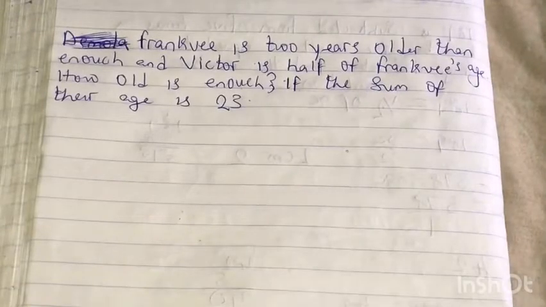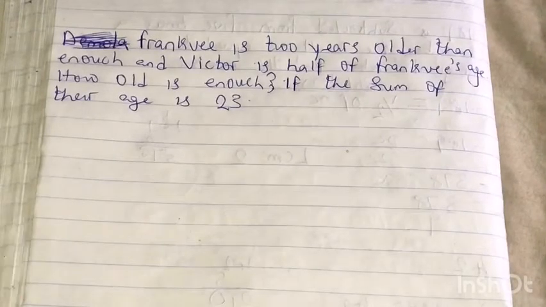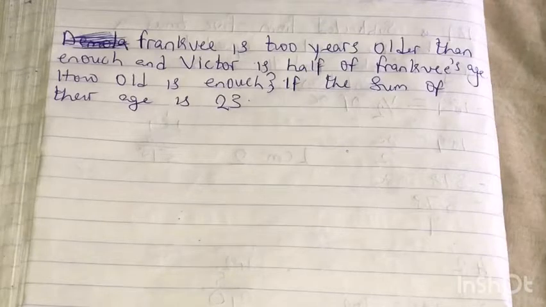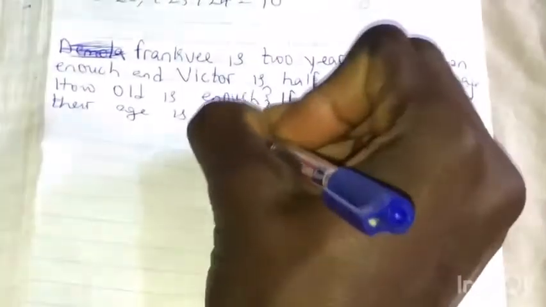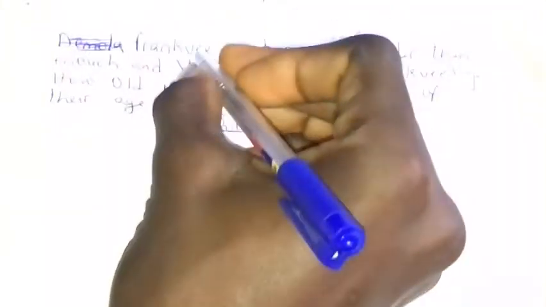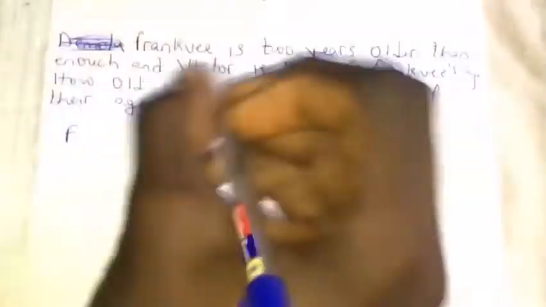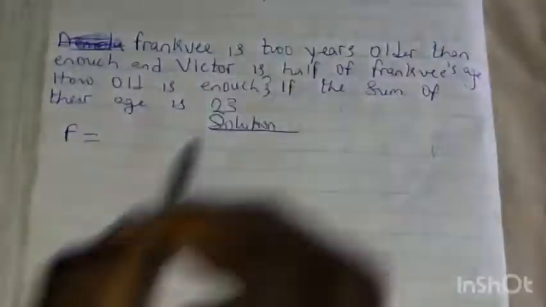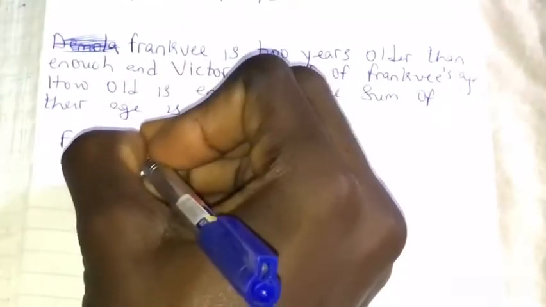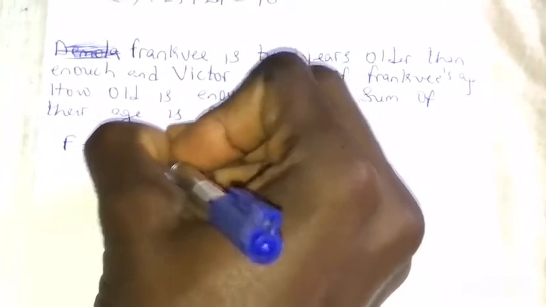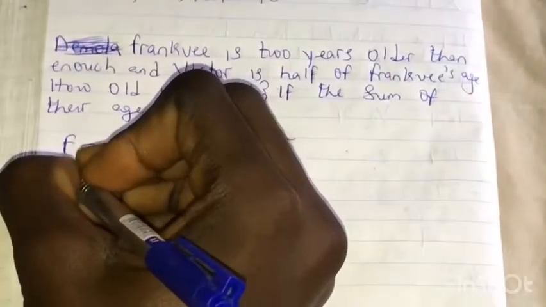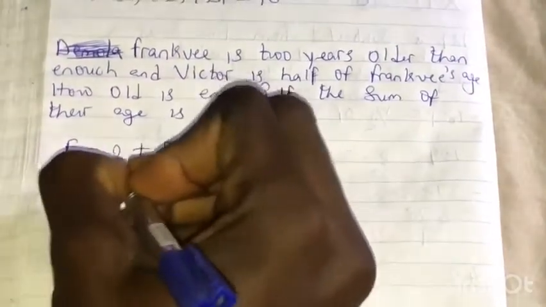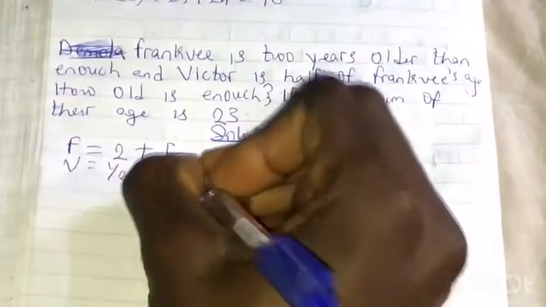And it says Frank V is 2 years older than Enoch, and Victor is half of Frank V's age. How old is Enoch if the sum of their ages is 23? Alright, so let us break this down. Solution. So we represent our Frank V with F is equal to 2 years older than Enoch. Then we said Victor is half of Frank V.